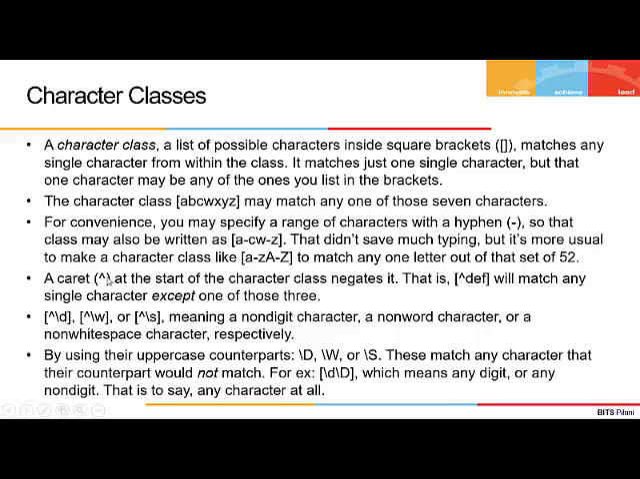Also we can have the caret. With this character, the caret, at the start of the class we can negate the characters. For example, caret DEF matches a single character except one of those 3. It is negating. So we don't want the characters D, E and F. Also we have something like this, where you are negating by using \D or \W or \S, which represent non-digit, non-word character and non-whitespace character. So this you can also get to know. And even if you want to check with the uppercase counterparts, it works like this. \D, \W or \S match any character that the counterpart would not match.